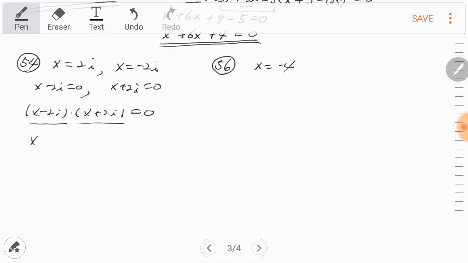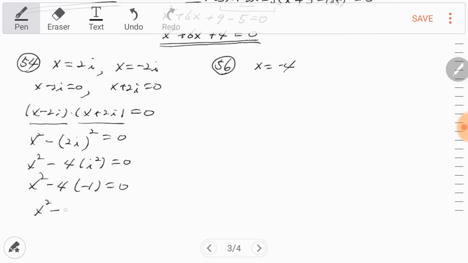so a squared minus b squared. b is this one, 2i. Then x squared minus 2 squared, which is 4, times i squared. What is i squared? i squared is negative 1. So 4 times negative 1 is negative 4, and minus negative 4 is plus 4. So x squared plus 4 is equal to 0. So this is the quadratic equation. Okay, always be careful: i squared is negative 1.